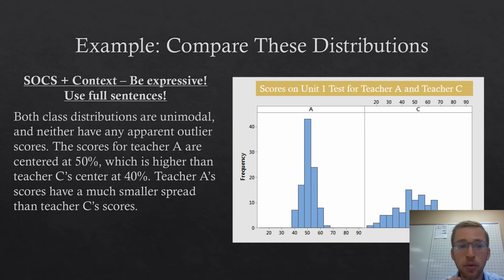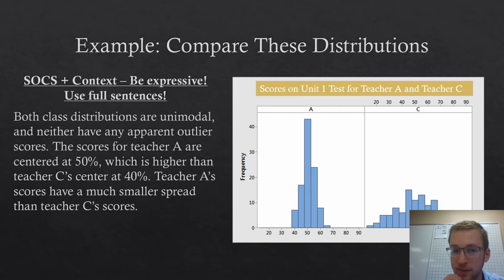So by saying both class distributions are unimodal and neither have apparent outlier scores, I've taken care of 3 out of 5 of my things. Then I can go on to say the scores for teacher A are centered at 50%, which is higher than teacher C's center at 40%. So you see there, I used comparative language.